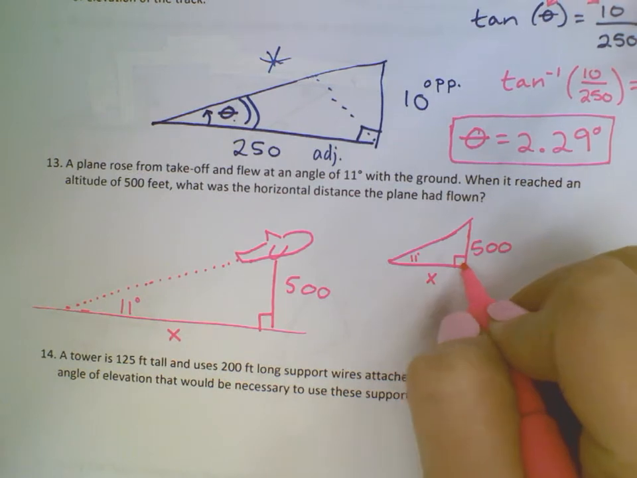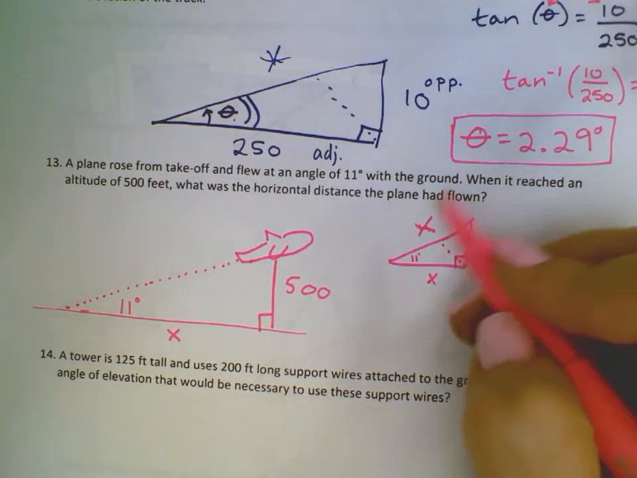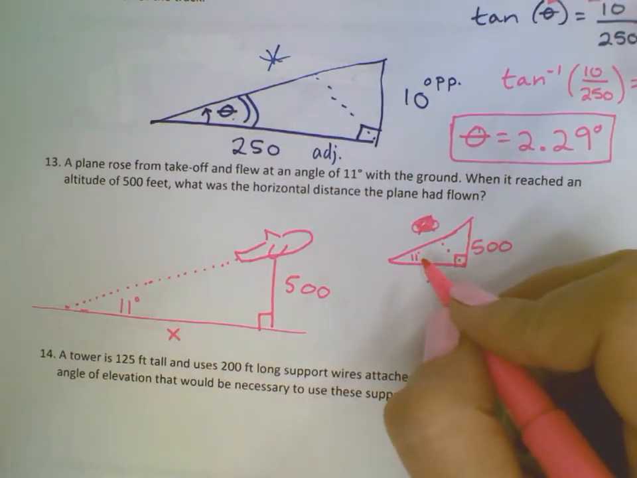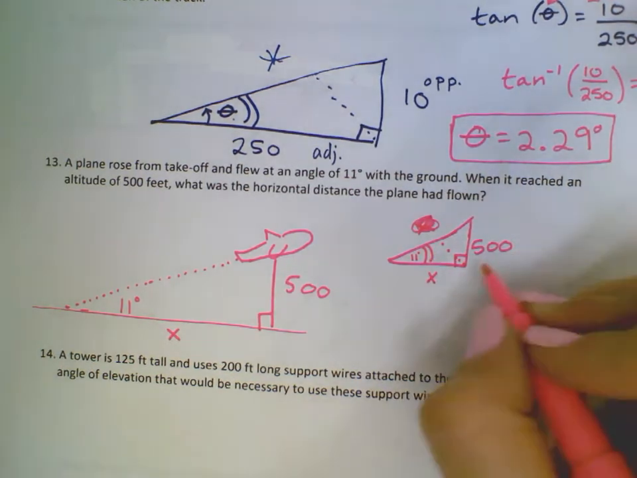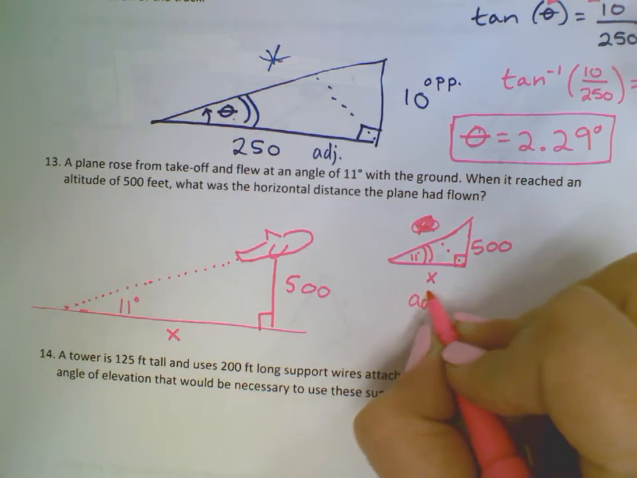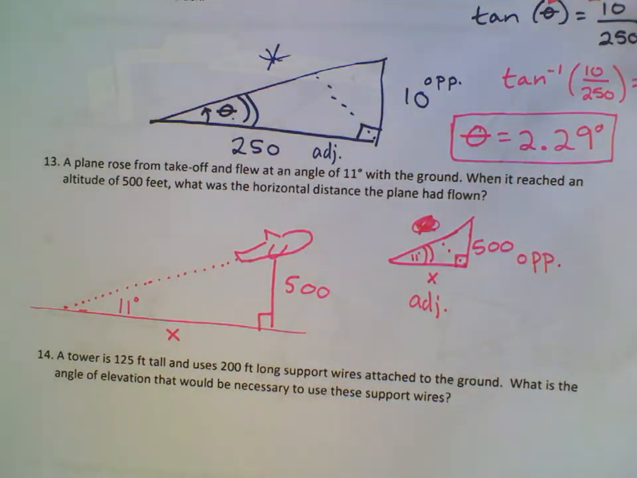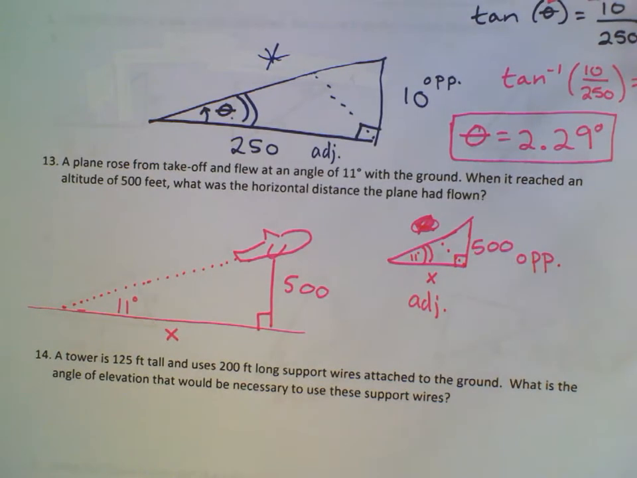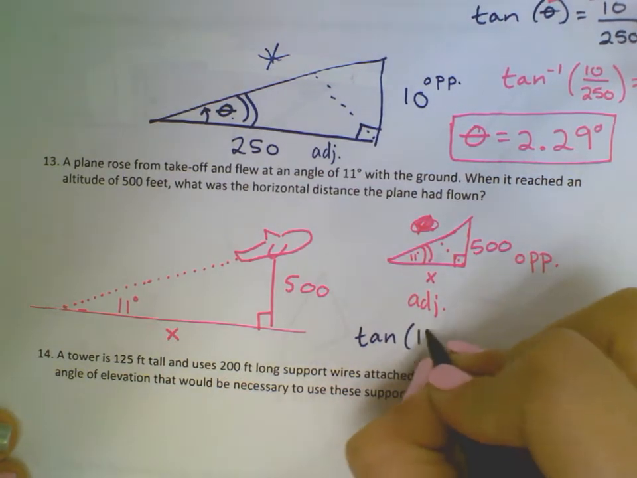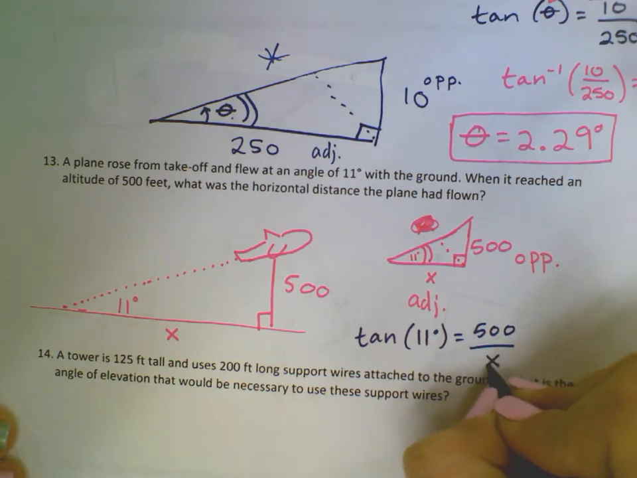So across from my right angle is my hypotenuse. Nothing is written there, no variable, no number, so I'm going to pretend like that's not even there. Then if I'm given the angle that measures 11 degrees, the side right beside it is my adjacent side, and the side across from it is opposite. So if I'm dealing with adjacent and opposite, we will still be using tangent. So I know that tangent of 11 degrees equals opposite over adjacent.